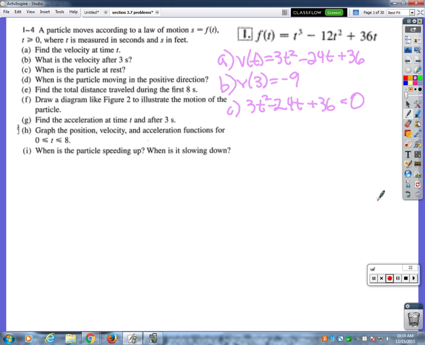Okay, so to find out when the particle is at rest, you set that equal to 0.